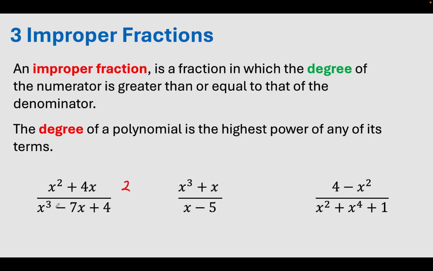So if we take a look at the 3 fractions on the screen here, the highest power in here is 2 and the highest power in here is 3, so this is a proper fraction. The highest power is 3 over 1, so this is an improper fraction. The highest power here is 2, and be careful, it doesn't have to be the first term here. So 2 over 4, so this one is proper.